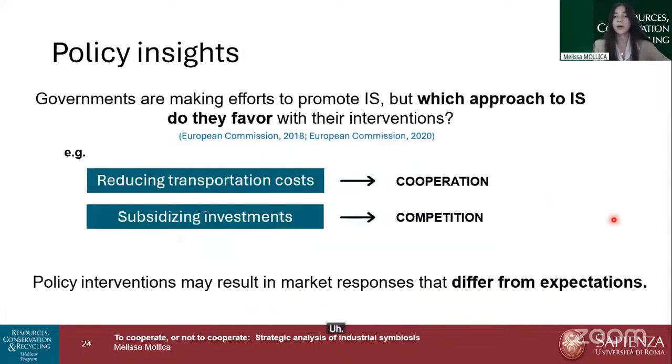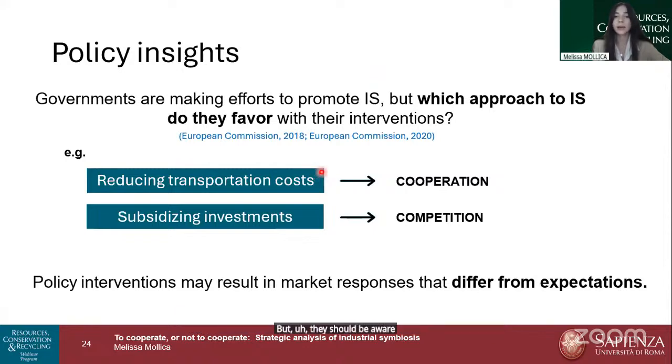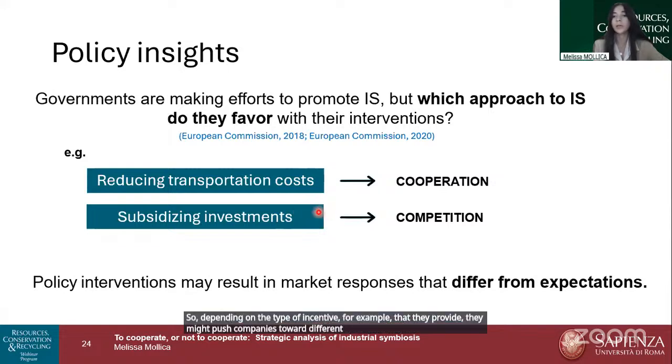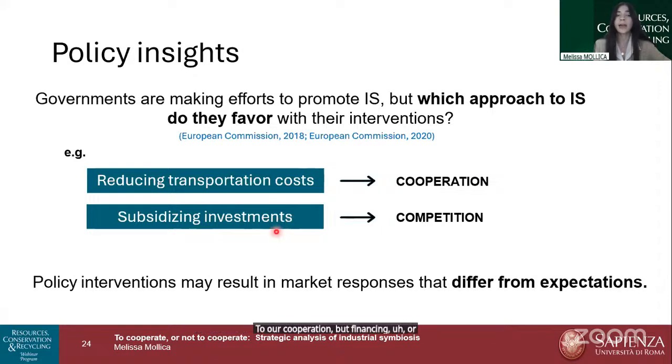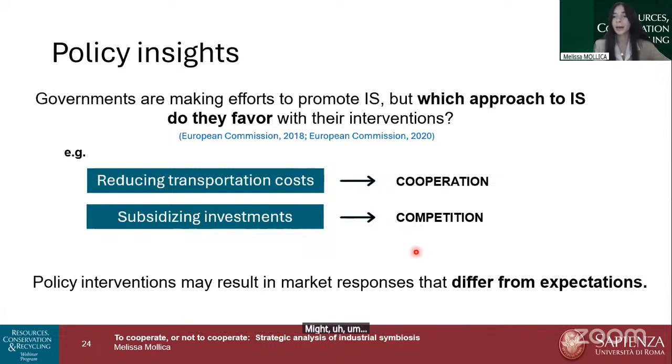This work has also some policy implication. Indeed, we know that governments are making lots of effort to promote the widespread adoption of industrial symbiosis. But they should be aware that different tools might lead to different market responses. So depending on the type of incentive that they provide, they might push companies toward different kinds of approaches toward industrial symbiosis. For example, reducing the transportation cost might lead toward cooperation, but financing or subsidizing individual investments for companies might push them toward competitive approaches toward industrial symbiosis.